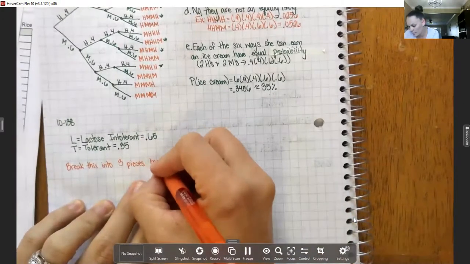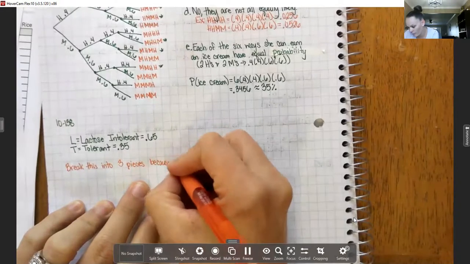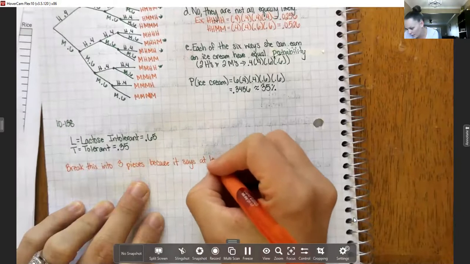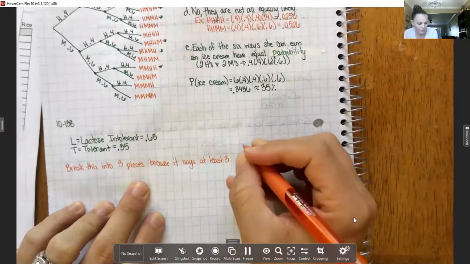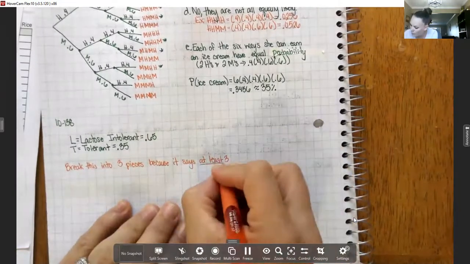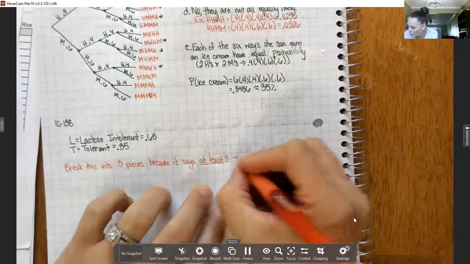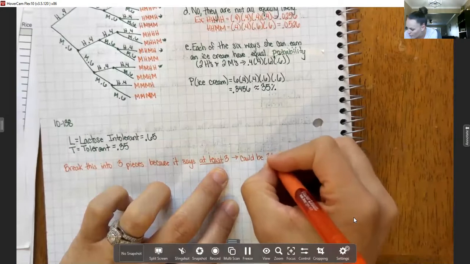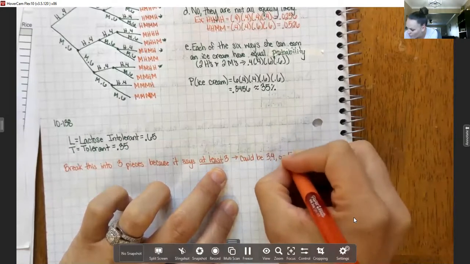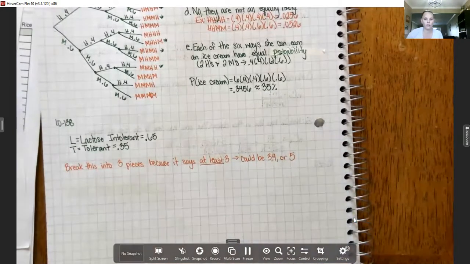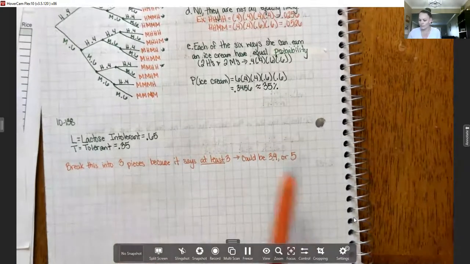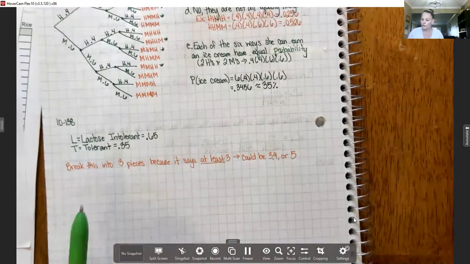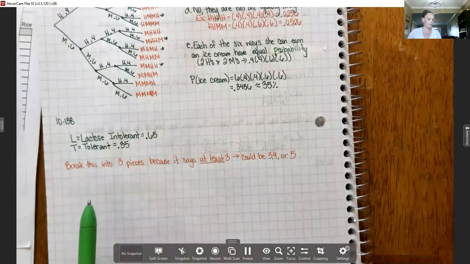Because it says at least 3 people. So it could be 3, 4, or 5 that are lactose intolerant. So this 3 pieces is because there's 3 different options here. Okay, so I'm going to break this into 3 pieces.